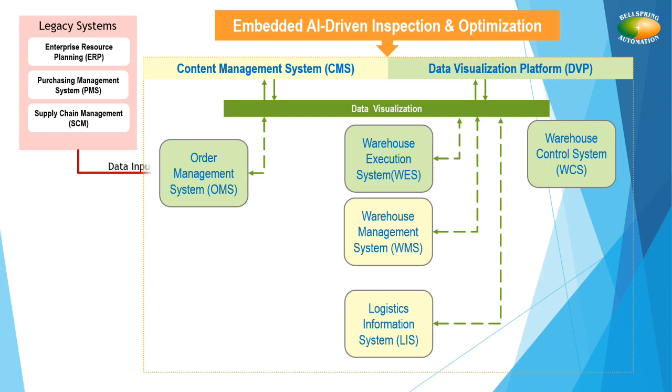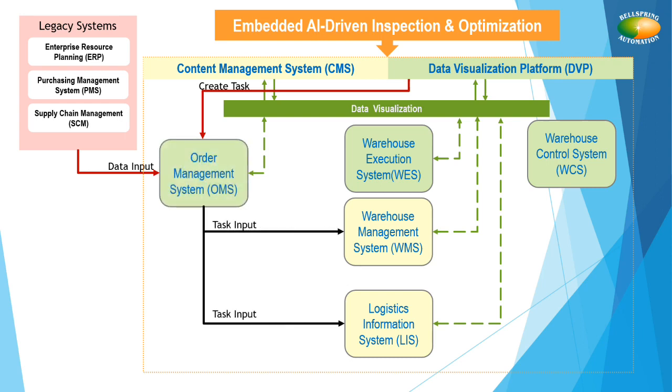The order management system can receive inputs from legacy systems. Task inputs can be fed to the warehouse management system or logistics information system. AI logic and optimizations are included in each of the warehouse and logistics systems.